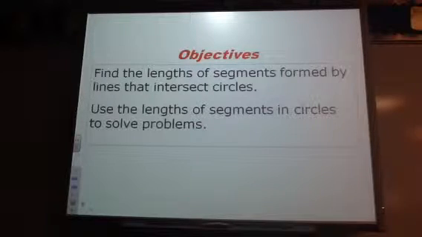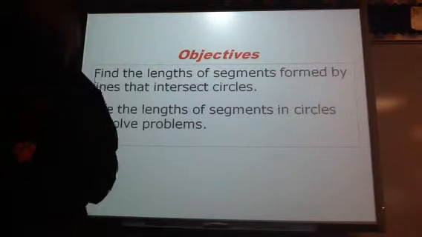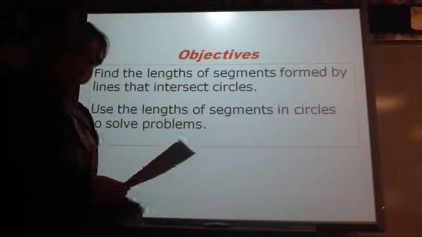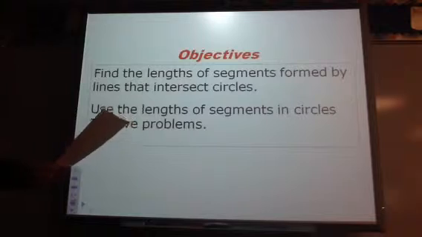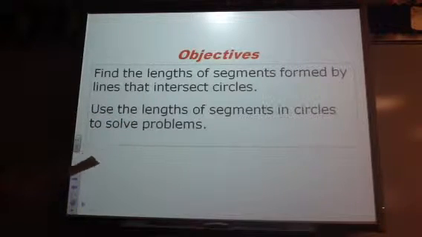Right, guys, today we're going to do Unit 12, Section 6, talking about segment relationships in circles. Our objectives are to find the lengths of segments formed by lines that intersect circles, and use the lengths of segments in circles to solve problems.